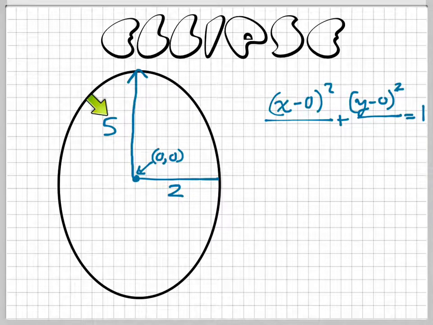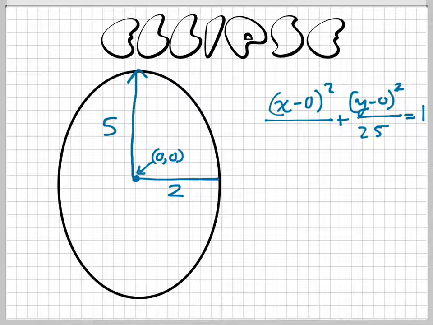What is 5? Is 5 the a, or is 5 the b? 5 is the a, because it's part of the major axis. It's half of the major axis. So does 5 squared go underneath the x, or does it go underneath the y? This is the first time I'm ever talking to you about this, and I want you to take an educated guess. The major axis is vertical. So, is 25 going to go underneath the x or the y? Which axis is vertical? The x-axis or the y-axis? The y-axis. And so the 25 goes underneath the y.